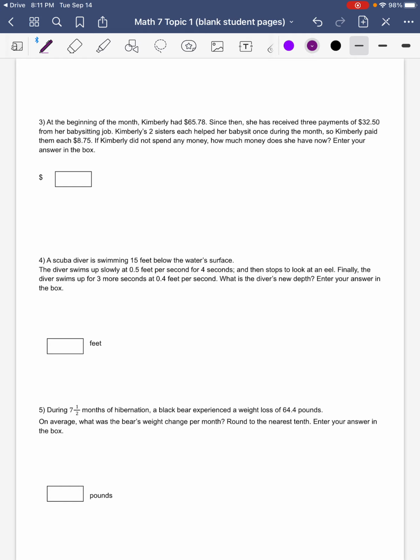Okay, so let's start with how much extra she earned. She received 3 payments of $32.50. So that means she's earning that money. So that's a positive $32.50. So I'm going to multiply $32.50 times 3.